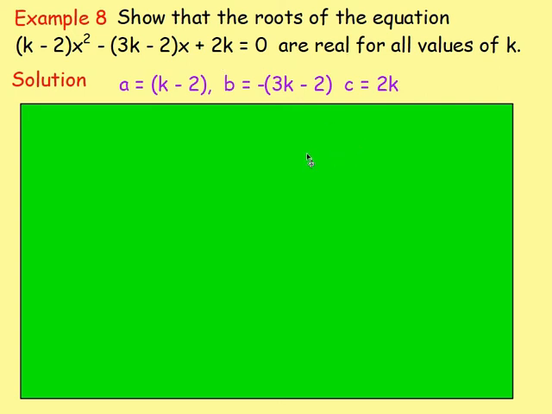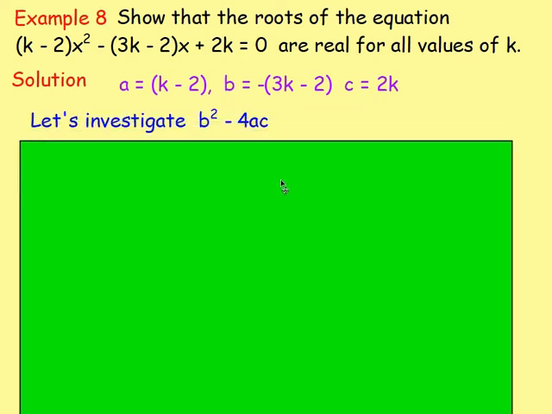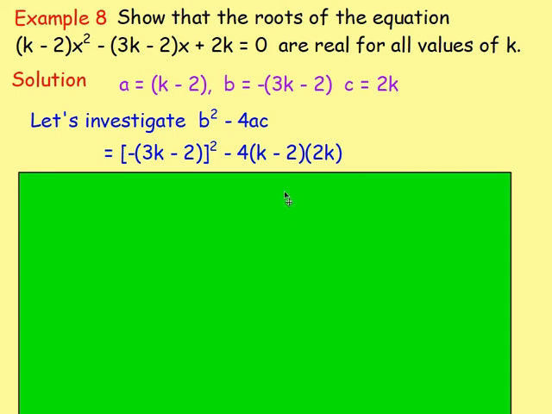Again, show the roots are real for all values of k. Well, let's investigate the discriminant because that is what you would use to determine the nature of the roots. So b squared minus 4ac, subbing in there will give us negative (3k minus 2) all squared, minus 4 times (k minus 2) times 2k. If you work that out, negative (3k minus 2) all squared means you're multiplying a negative by a negative, so the negatives will cancel out, and we'd have (3k minus 2) all squared. So (3k minus 2) times (3k minus 2).